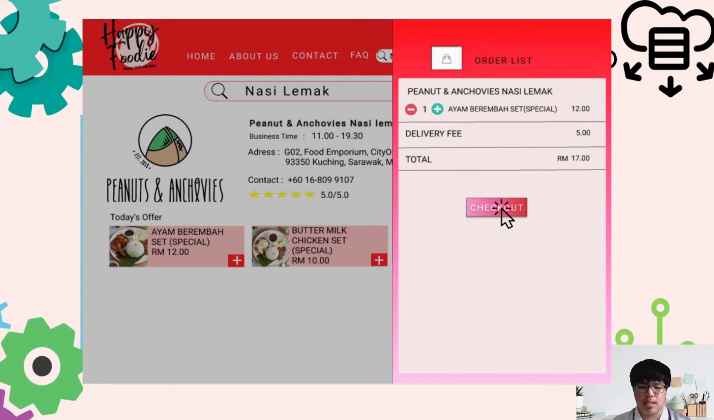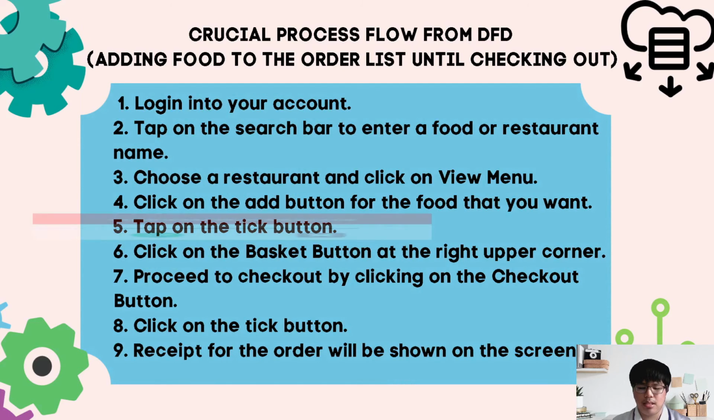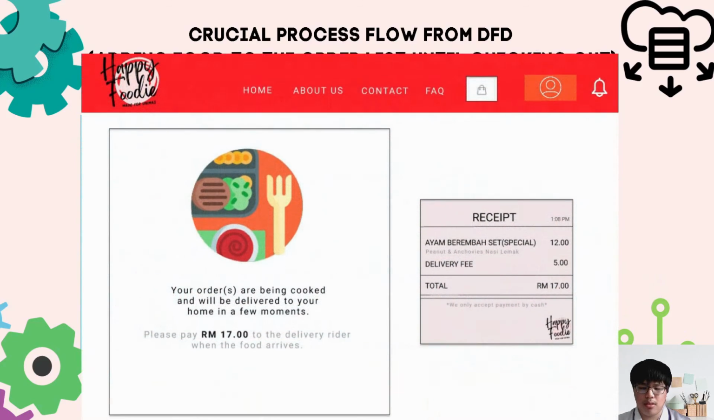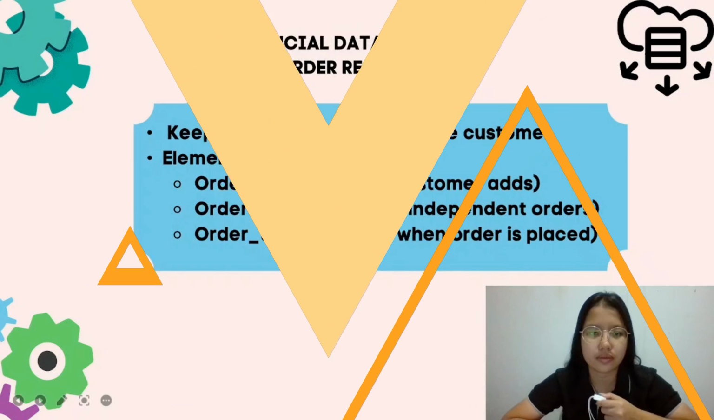Once you have confirmed that all the orders and prices are correct, you click on the check out button. A confirmation window will then pop up and you have to click on the tick button. Finally, a receipt for the order will be shown on the screen.